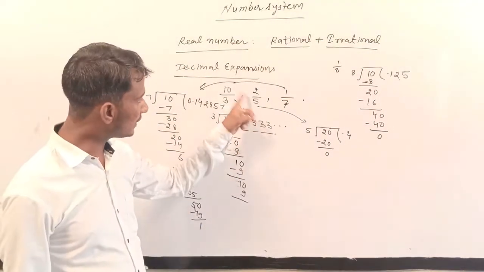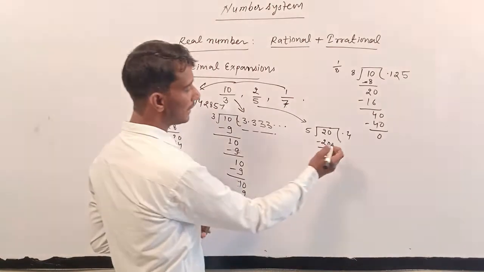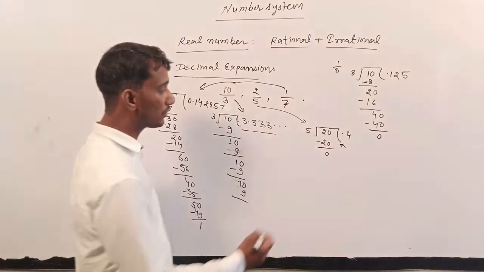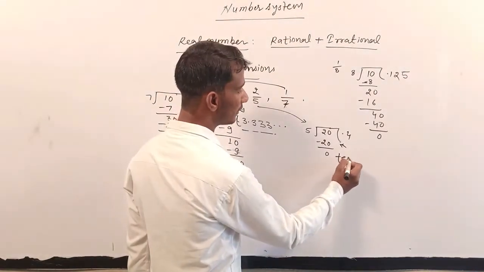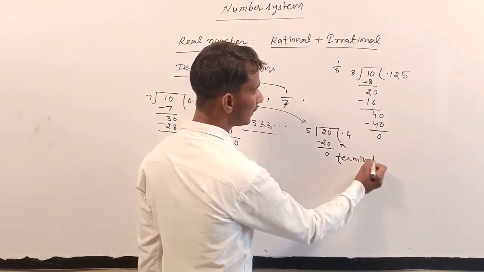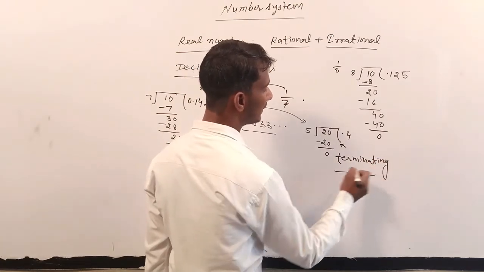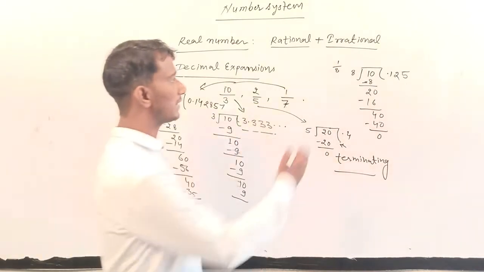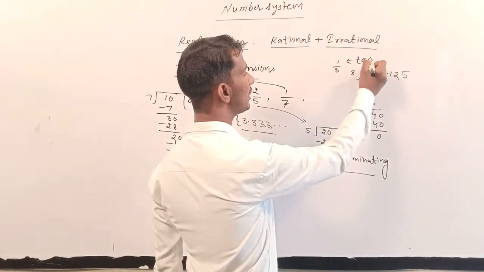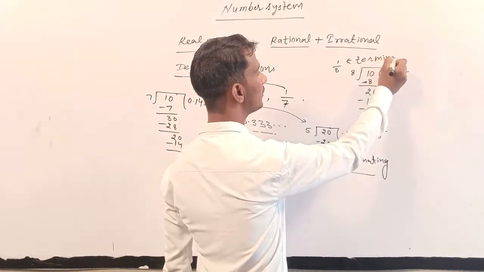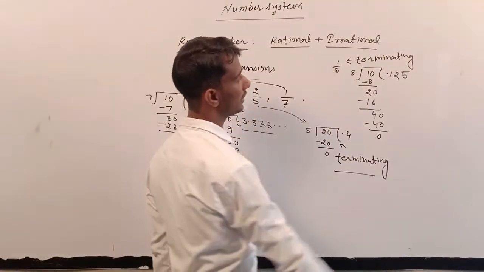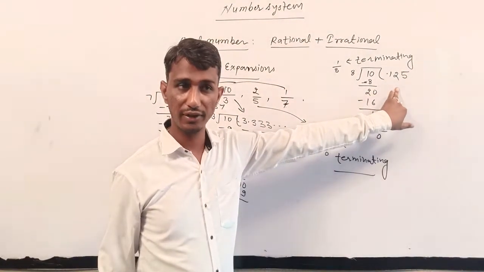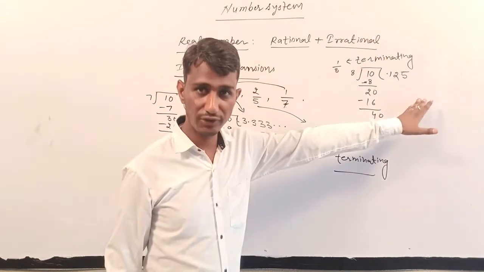Understand? And for this example 2/5, the decimal expansion of this number is terminating. Why? Because division is completed after a few steps. And for this example 1/8, the decimal expansion is also terminating. Why? Because division is also completed after a few steps. Yes, we get remainder 0 after a few steps.